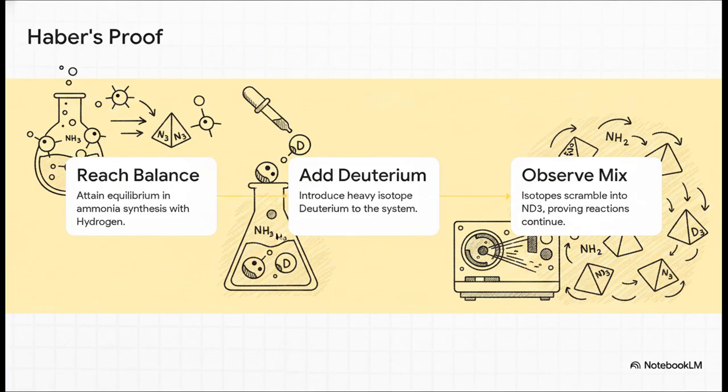But when they checked the mixture with a mass spectrometer later on, they found massive scrambling. Molecules like ND3 and NH2D had actually formed. The heavy isotopes had completely mixed into the ammonia. This was the absolute smoking gun, undeniable proof that the forward and reverse reactions were still firing back and forth, furiously swapping atoms even when everything looked perfectly still.